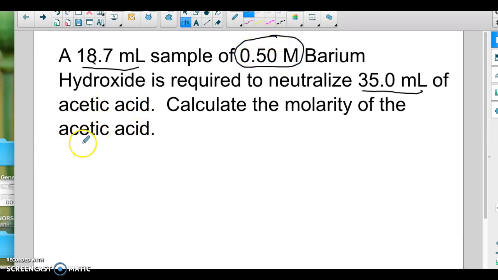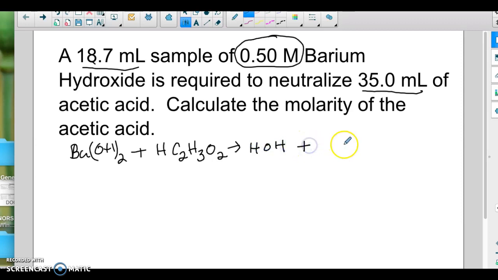So the first thing you always have to do is write a neutralization reaction. So barium hydroxide, and you have to write the formula correctly, plus acetic acid, and then it's a double replacement. You're always going to get water. I find it helpful to write it as HOH for balancing, and then the leftover metal and the anion from the acid are going to go together. But you have to balance charge over here. So then I would balance the equation. You can see that I'm going to need 2 and 2.